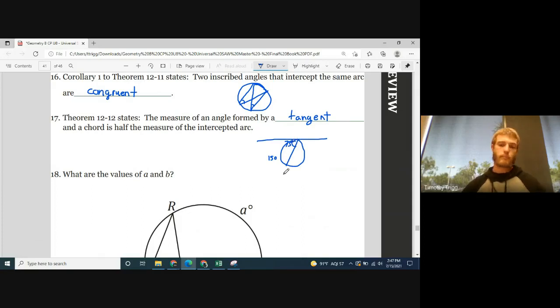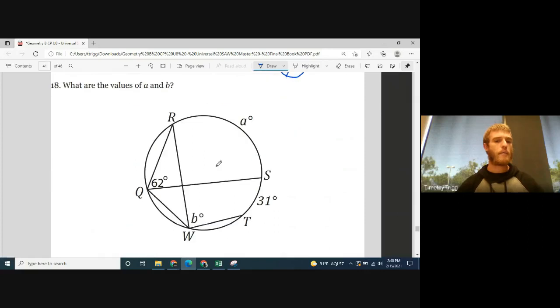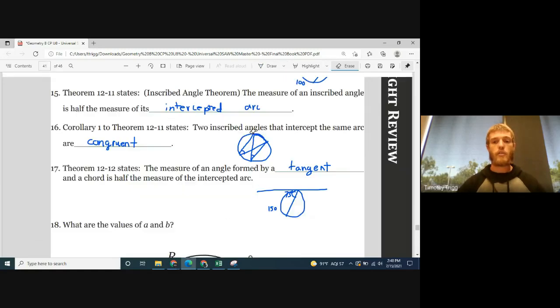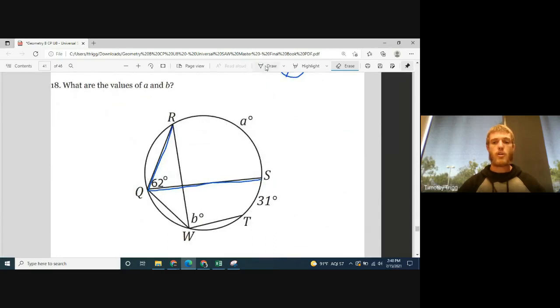These will come into play right now. So if I know that angle RQS is 62 degrees, what would be the measure of the arc from R to S? According to the first theorem, that should be double that. So in this case, the arc would be double this, so that's 124 degrees.